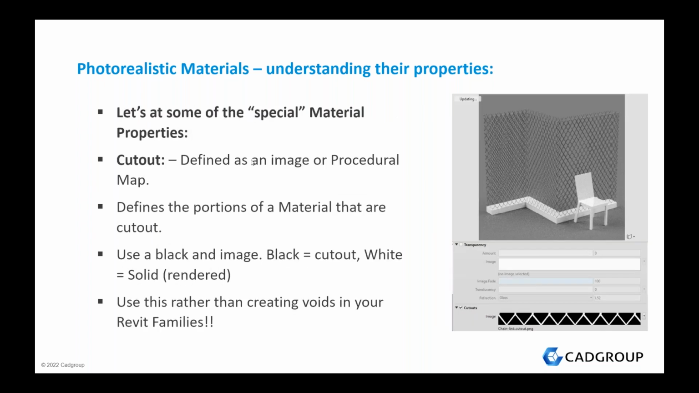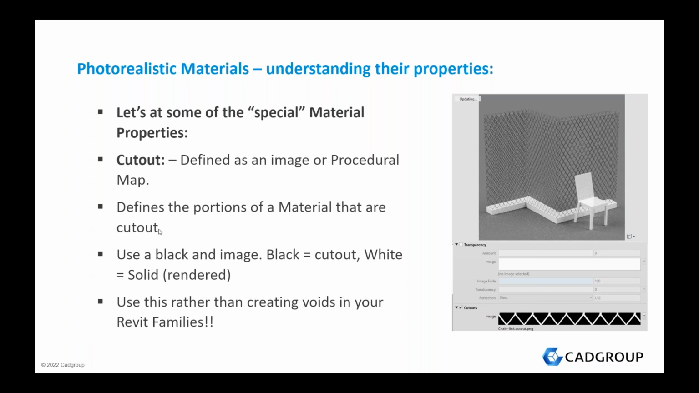Okay, so the next one I want to look at is what I've referred to as special material properties. In a way, they're not really special material properties, they're just inbuilt material properties, but I think they're special because they're cool. One of the ones I want to look at here is cutout, and this is defined as an image or a procedural map. In this case, you want to use a black and white image, right? You don't want to use a grayscale image. You certainly don't want to use a colored image. And that defines the portions of the material that are cut out.